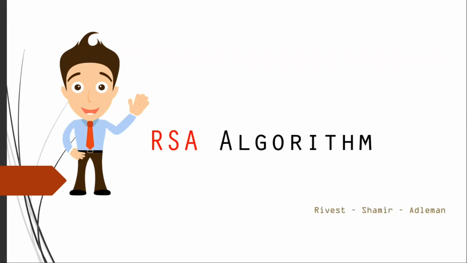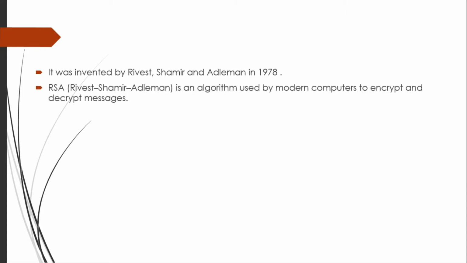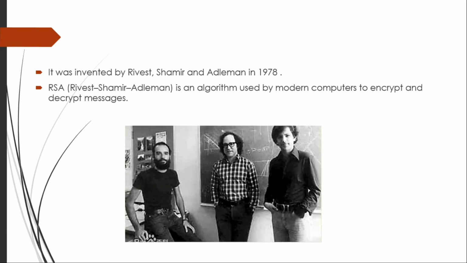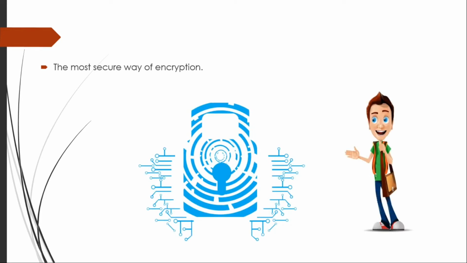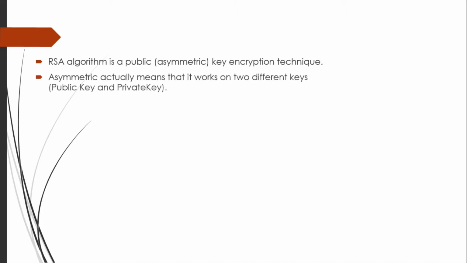RSA Algorithm. It was invented by Rivest, Shamir and Adleman in 1978. RSA is an algorithm used by modern computers to encrypt and decrypt data. RSA is one of the most secure ways of encryption. RSA algorithm is a public key encryption technique.